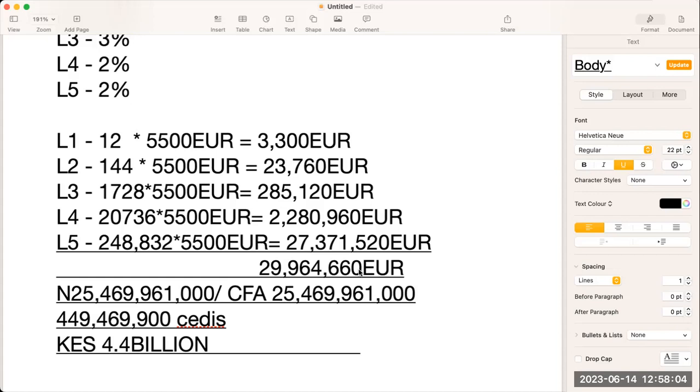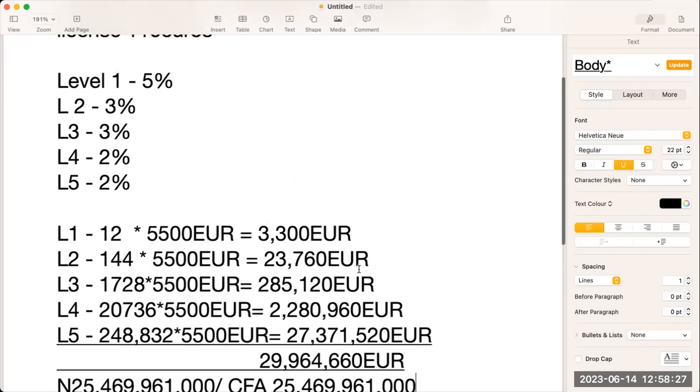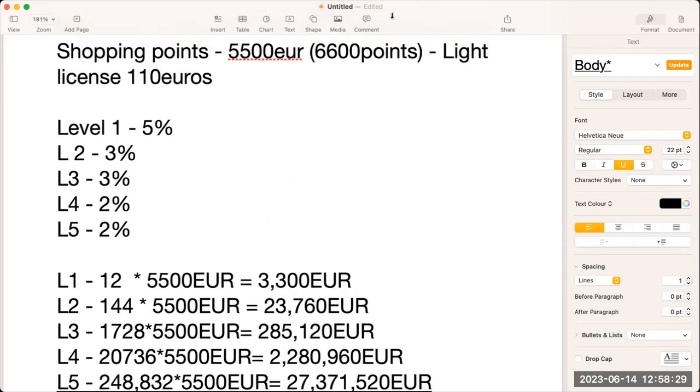After buying the license, which is the light license or any other license, you can now buy shopping point and you pay with Ultima, which means you can now buy a voucher and you get a 20% discount for the voucher. If you buy 1,000 euro worth, you get a 1,200 euro voucher. Incredible.